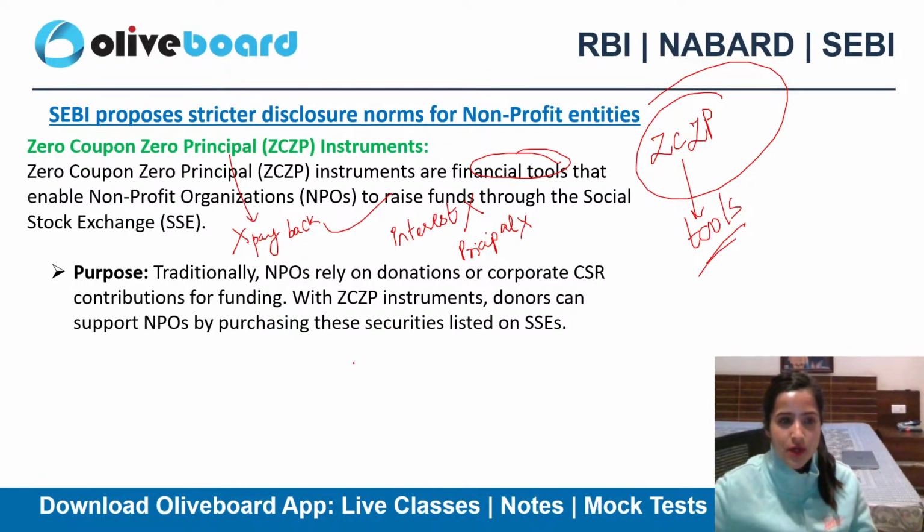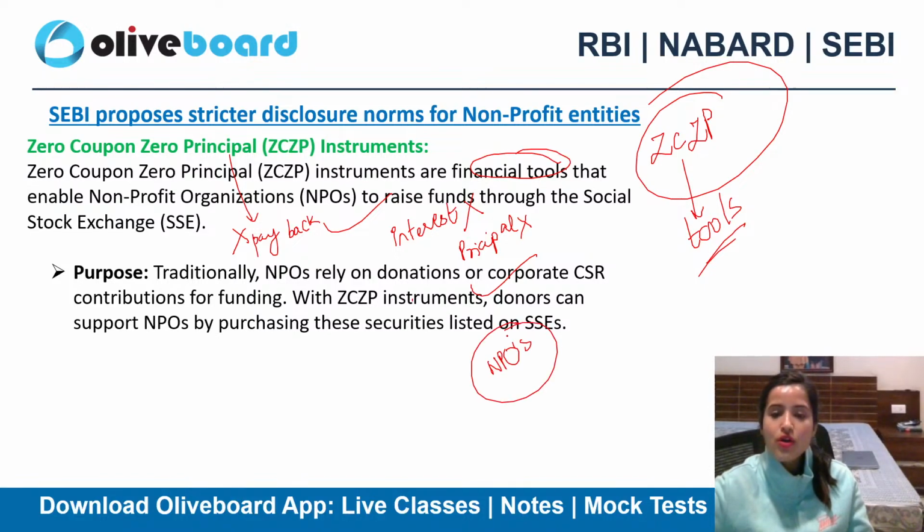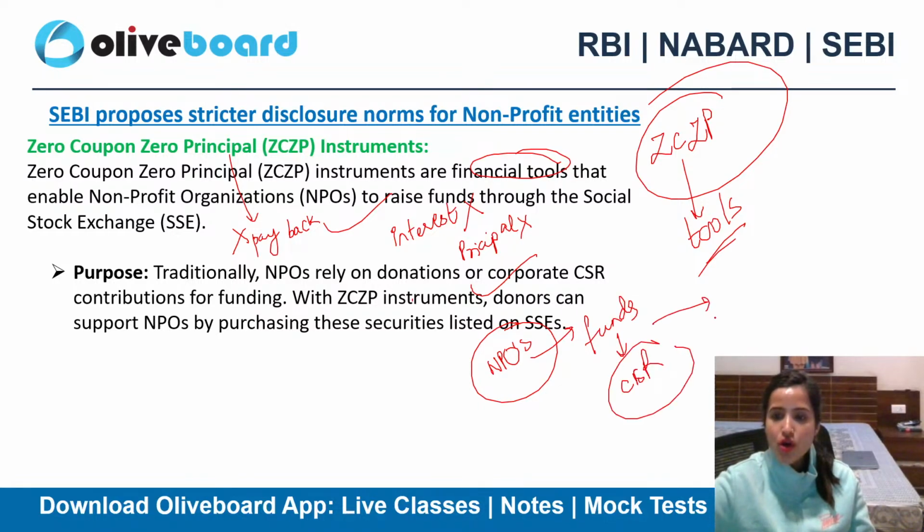What is the purpose now? Traditionally, NPOs rely on donations or corporate social responsibility funds. So, traditionally, that means initially what the NPOs were relying on for their fund generation was either corporate social responsibility funds or donations. But that was not enough.